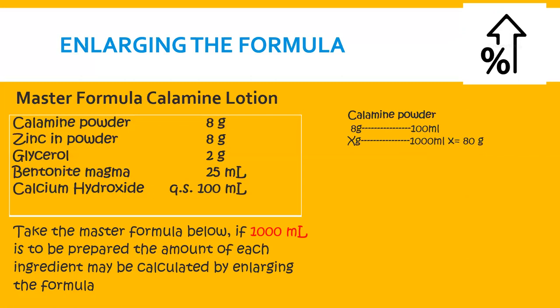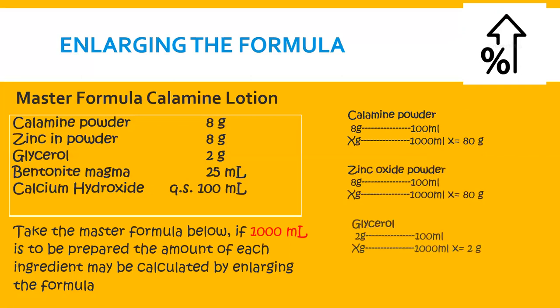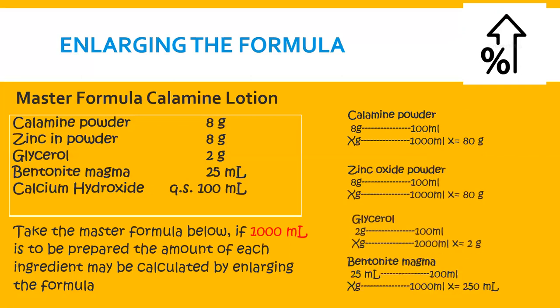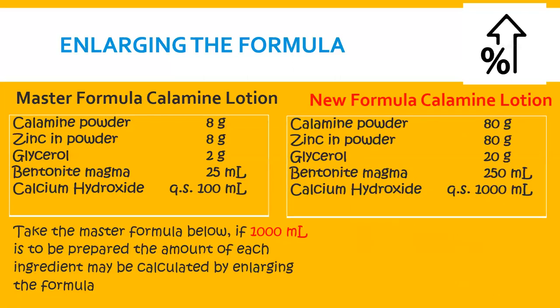So 80 grams for the calamine powder, 80 grams for the zinc oxide, and 20 grams for the glycerol, and 250 mils for the bentonite. So our new formula now will be 80 grams calamine, zinc oxide 80, glycerol 20, 250 bentonite, and of course, we're going to add sufficient amount of calcium hydroxide to make 1,000 mils.